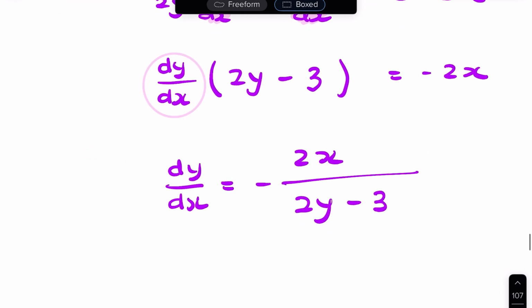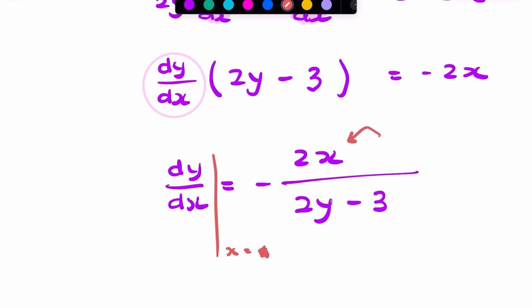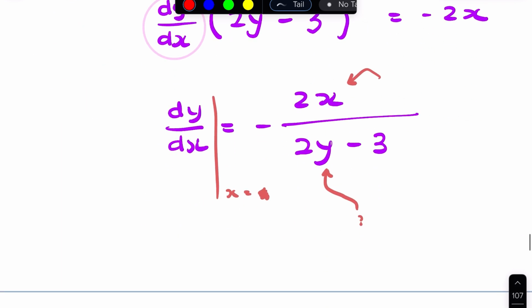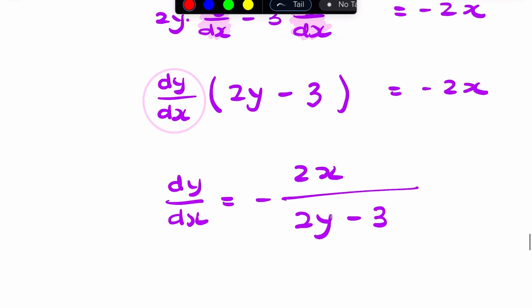If they had asked you to find the value of the gradient of the tangent at the point where x equals something, you substitute your value of x there, and here you'd need to find y, and you could find y by substituting x in there and rearranging. Okay, but right now I'm showing you simply how to differentiate using implicit differentiation.